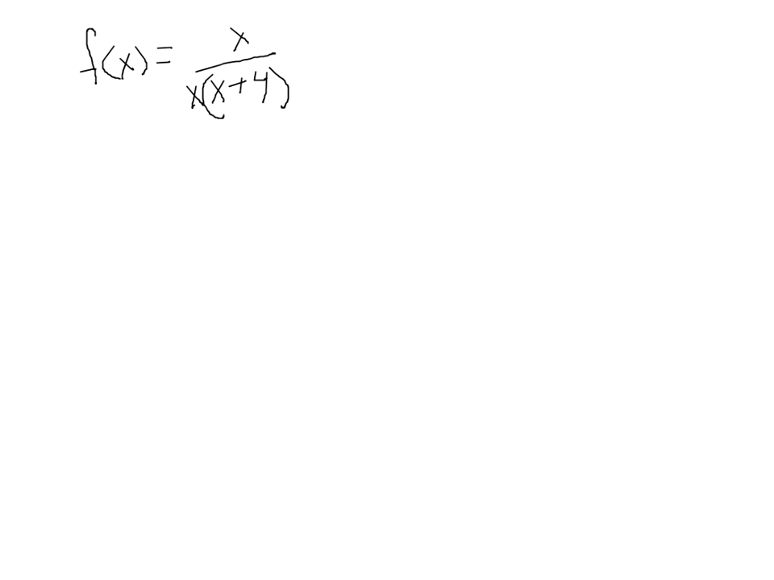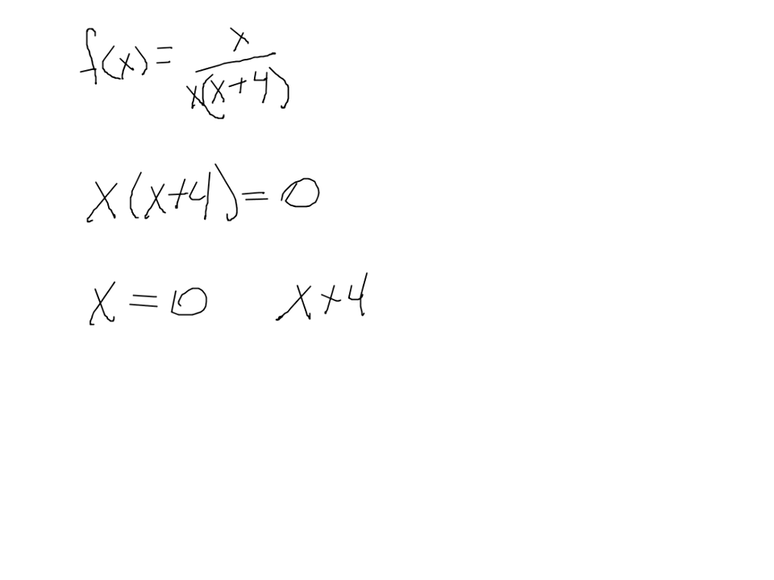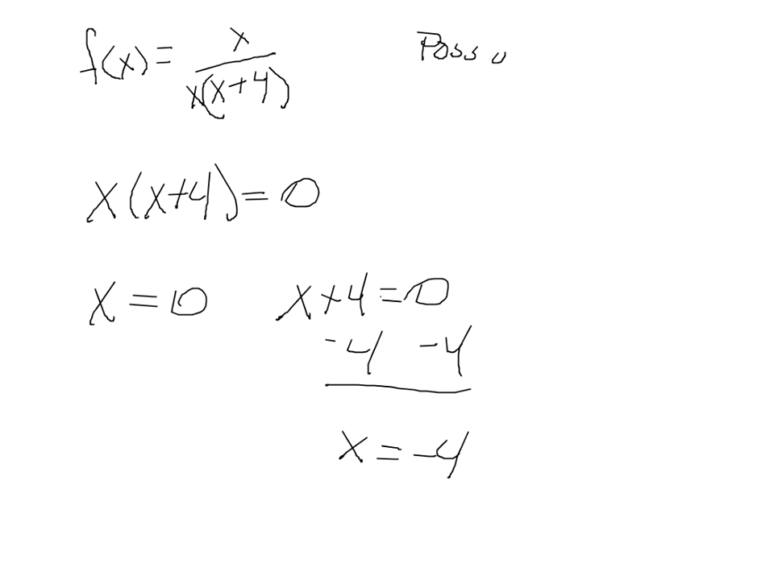Let's look at another function here. So here's our rational function. We take the denominator and set it equal to 0. Solve this one factor for x. Okay, so the possible vertical asymptotes are 0 and negative 4. Possible vertical asymptotes, x equals 0, x equals minus 4, because both of these are excluded from the domain.